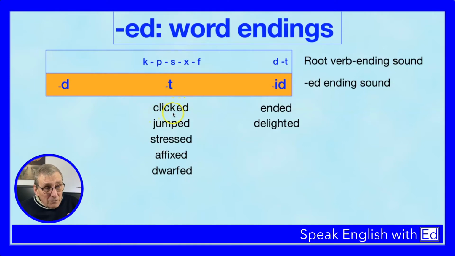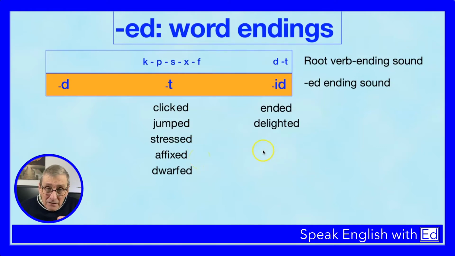The root word here ends in a K. This is K. P, jumped. S, stress, and affix, and F for dwarfed. Right? So here we've got 5 different endings that go into the T sound. T. Clicked, jumped, stressed, affixed, and dwarfed.